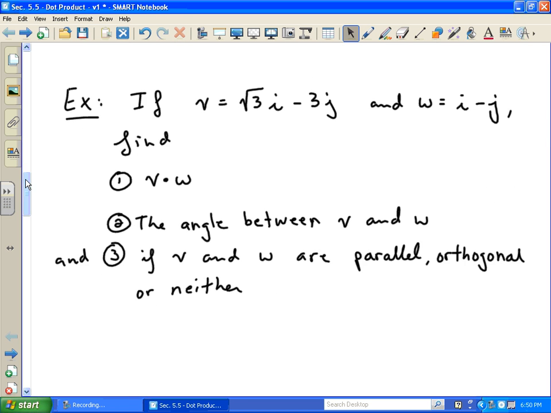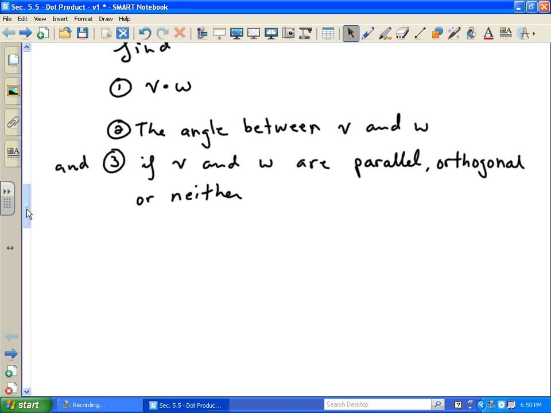Okay, so let's look at an example. If the vector v equals square root of 3 i minus 3j and the vector w equals i minus j, find number 1, the dot product, number 2, the angle between v and w, and then number 3, if v and w are parallel, orthogonal, or neither one. Okay, so let's first of all work on the dot product. Okay, so v dot w.